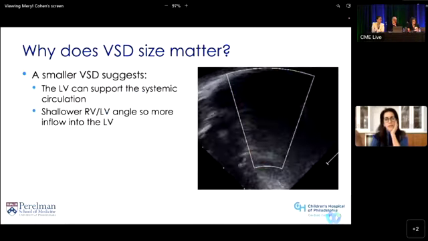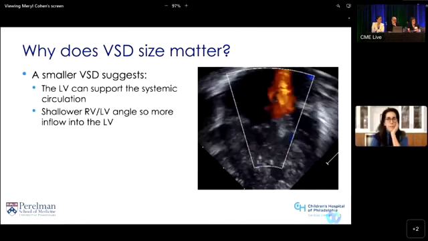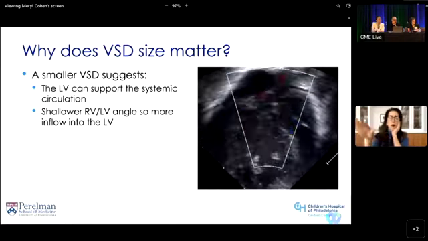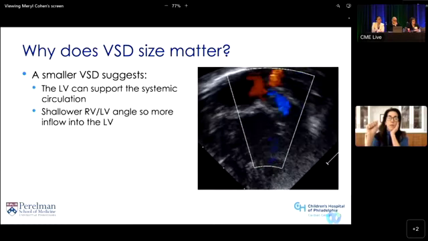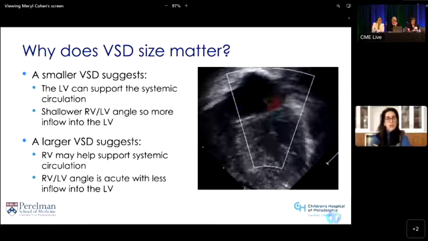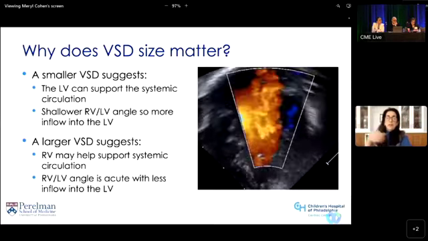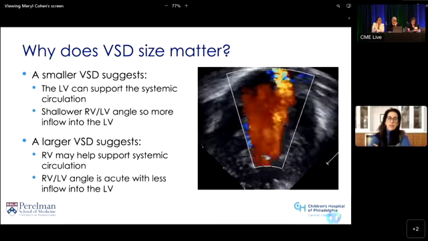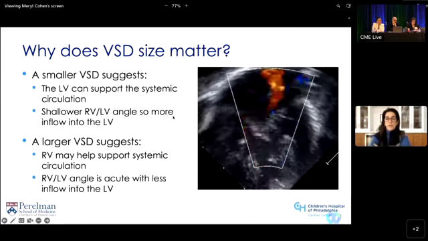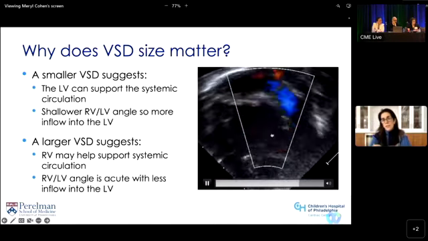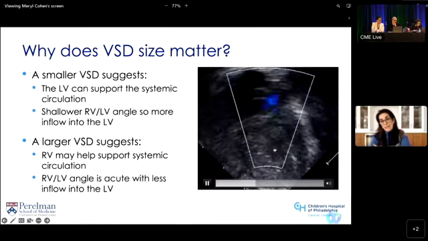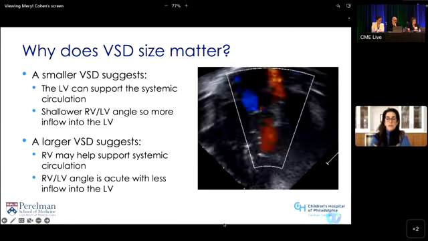Well, a smaller VSD suggests that the LV can support the systemic circulation. The shallower that angle, or the smaller that index VSD, the more flow is able to get into the left ventricle. And the opposite applies too. If you have a larger VSD, that suggests that the RV is augmenting the systemic circulation, and this RV to LV angle is more acute with less inflow into the left ventricle. Here you see in an AV canal patient where the majority of flow is getting into the right ventricle, that the blood is getting into the left ventricle through the ventricular septal defect. There's right to left shunting there.